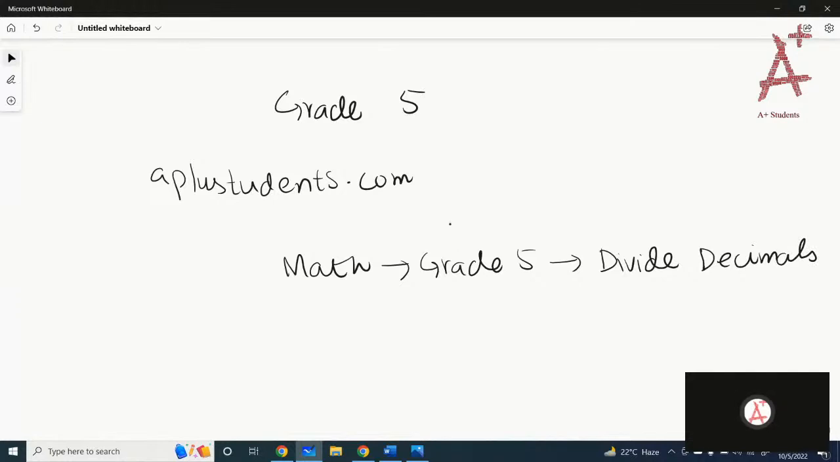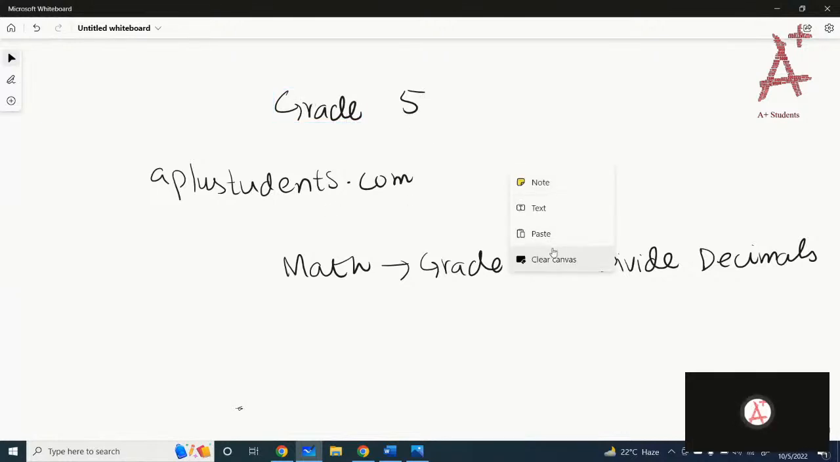So please follow the instructions and go to aplusstudents.com. Log in there using your email address and password. Then select Math from the Subject tab. Then scroll down to Grade 5. Then find the lesson Divide Decimals, a chapter that is Divide Decimals. And we are going to start with the topic division with decimal quotients and rounding.